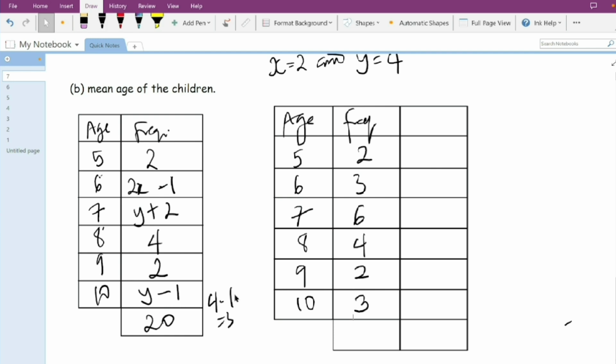For you to find the mean, that's x bar is equal to summation of fx over summation f. That's addition of multiplying the frequency times the age or value for x, over the summation of frequency. We know the summation of frequency is 20. All of this adds up to give you 20. You can test it to know if you're correct. 2 plus 3, 5. 5 plus 6, 11. 11 plus 4 is 15. 15 plus 2 is 17. 17 plus 3 is 20.